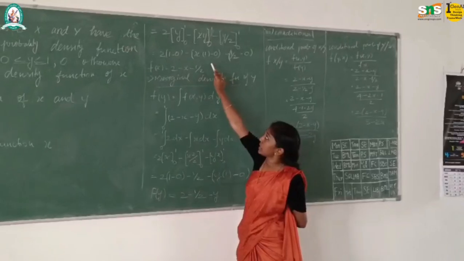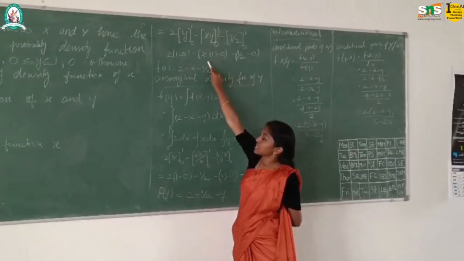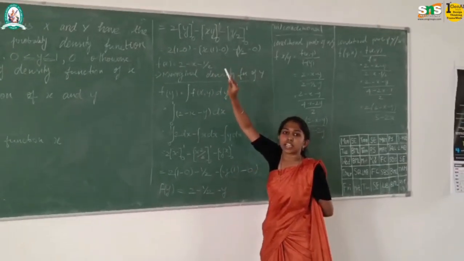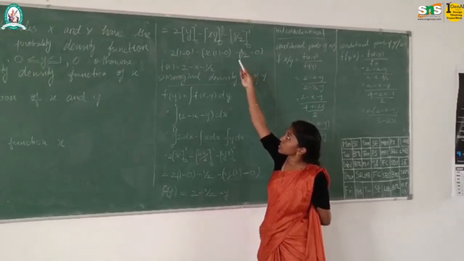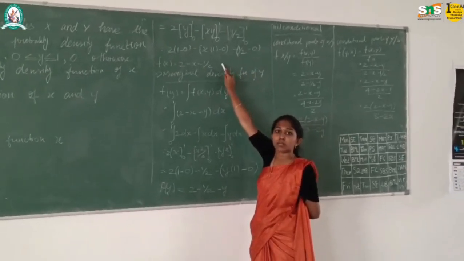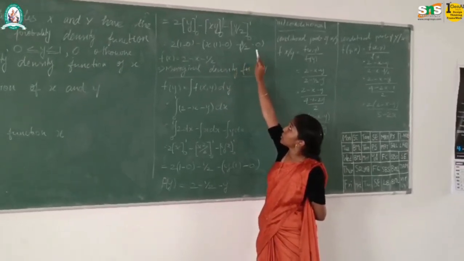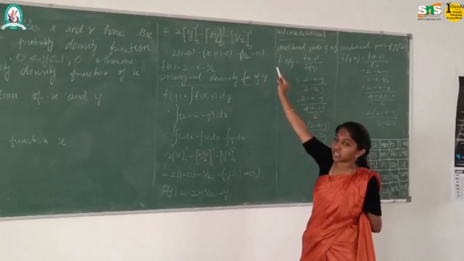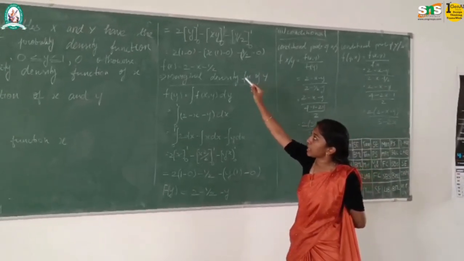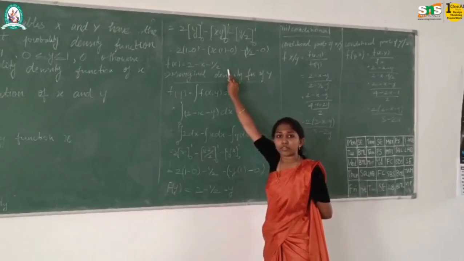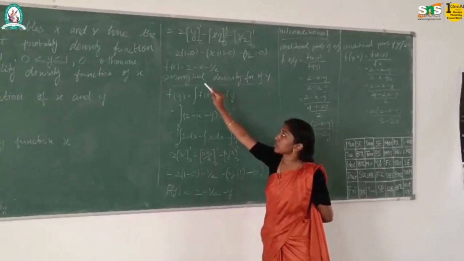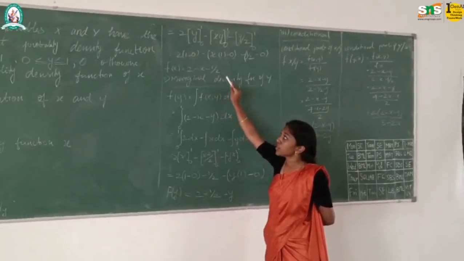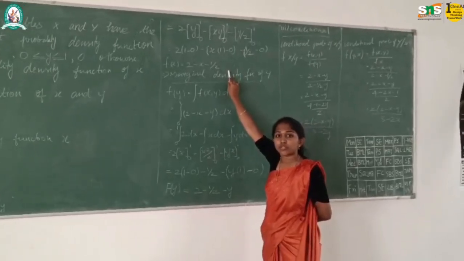And the next term will be 2xy. Here x is a common term and we substitute the limits for the y term. Here also we substitute the upper limit, that is 1 minus 0. And for the y term, that becomes 1 minus 2 into 0. While simplifying, I get the marginal probability function of x, that is f of x is equal to 2 minus x minus 1 by 2. So this is the value for the marginal density function for x.